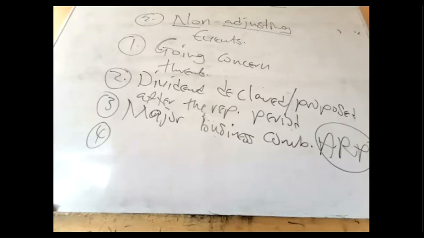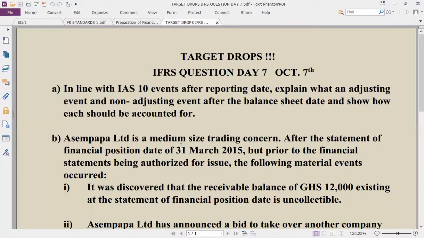So I'll project it and then we look at it. Nice example, drop 7. So let's look at drop 7, the one I put on the page yesterday. So now let's come to this. Major business combination after the reporting period. Okay, so drop 7.